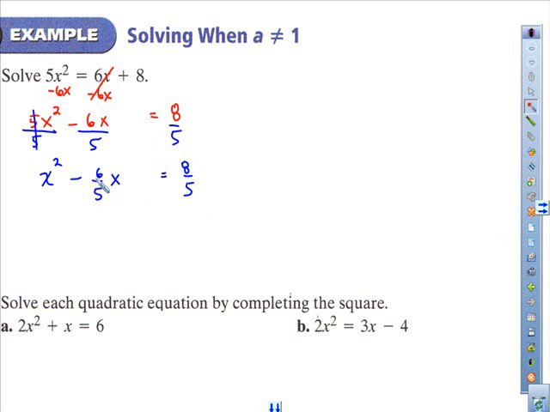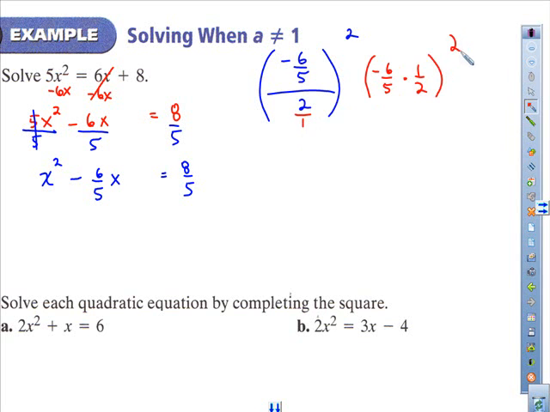Alright, so when we complete the square, we take whatever b is. If b is a fraction, the b is a fraction. Negative 6 over 5. Then what do we do? We divide it by 2, and then we square it. Okay? Now, you guys have to remember, 2 is the same thing as 2 over 1, because if we have a fraction and we're dividing by a number, this is the same thing as negative 6 over 5 times the reciprocal of the bottom, 1 over 2, squared. So these two are the same thing. So remember, dividing is the same thing as multiplying by the reciprocal.